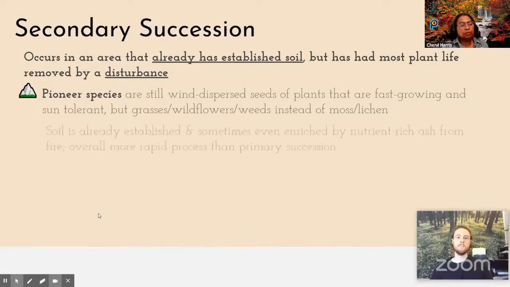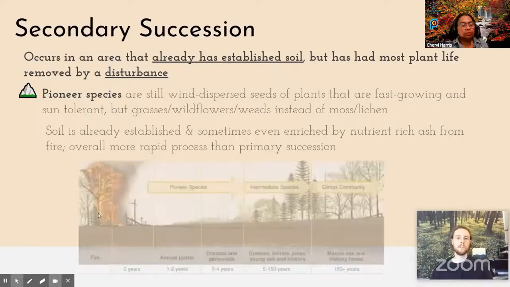Important to point out that the soil is already established here, and sometimes it's even enriched if the disturbance was a forest fire. Now that's because forest fires burn down the previous plants that were in the area, and they return a lot of the nutrients that those plants had been storing back to the soil. So soil in the wake of a forest fire is often actually very nutrient rich and really jumpstarts the process of secondary succession.